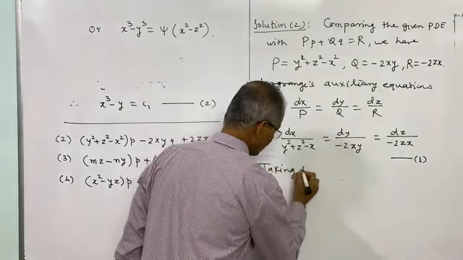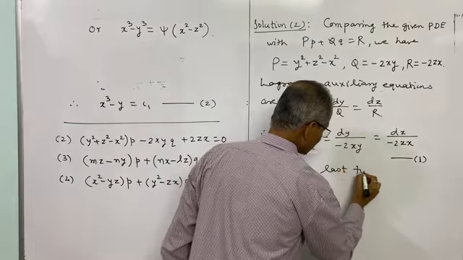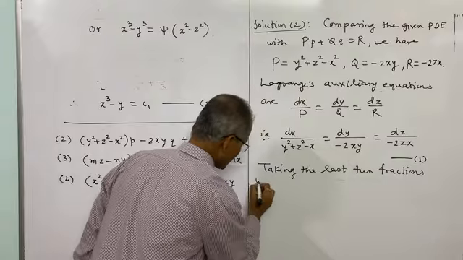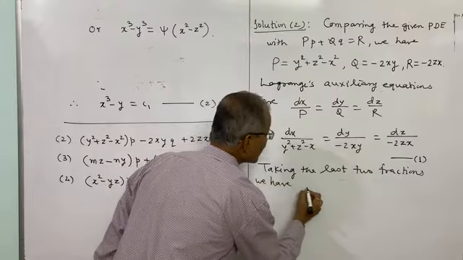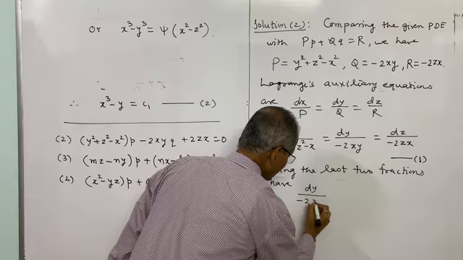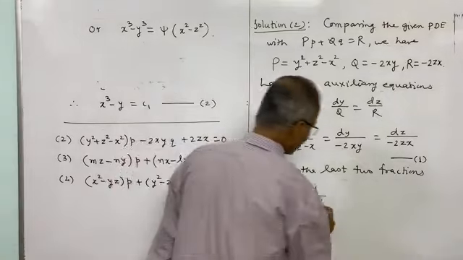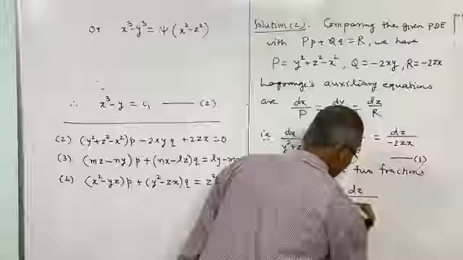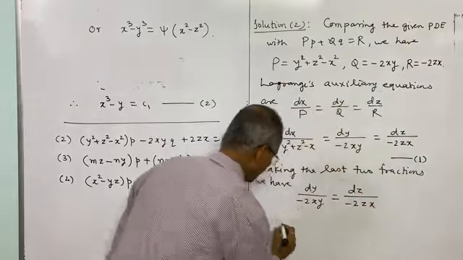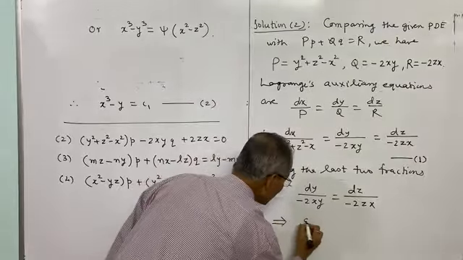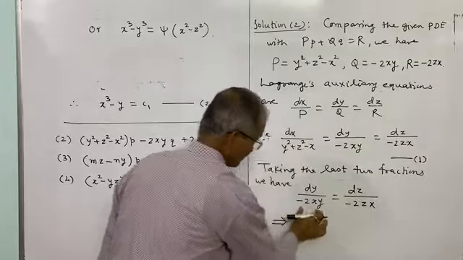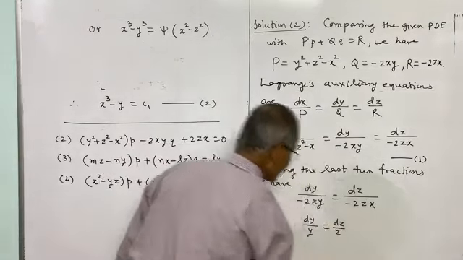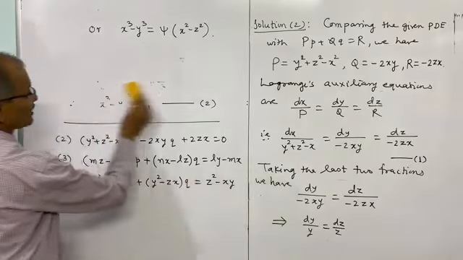Taking the last two fractions, we have dy divided by minus 2xy is equal to dz divided by minus 2xz, and that implies dy upon y, negative 2x is cancelled from both sides, is equal to dz divided by z, and this is in separable variable form.